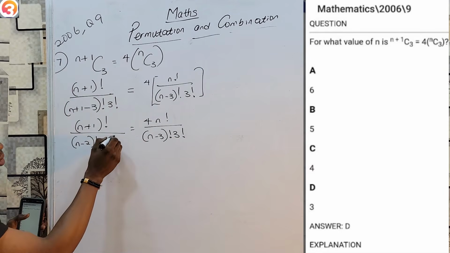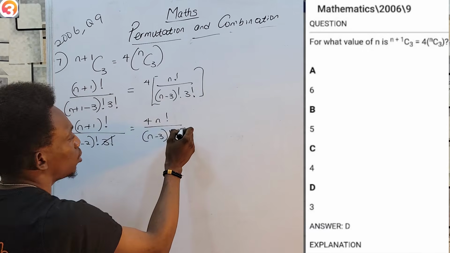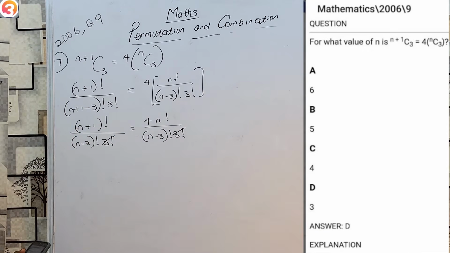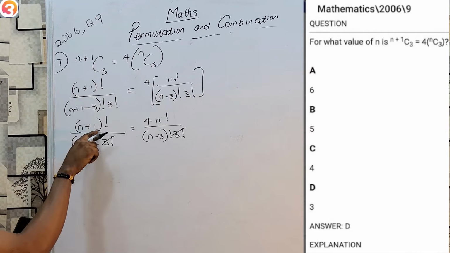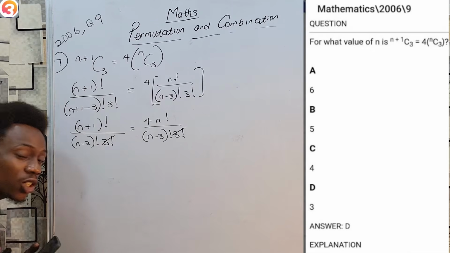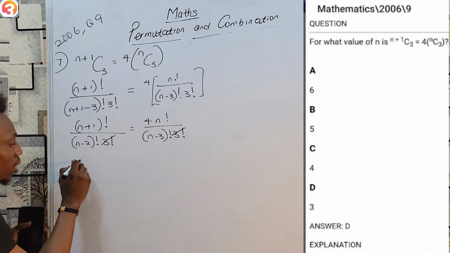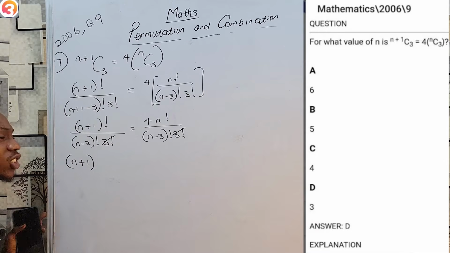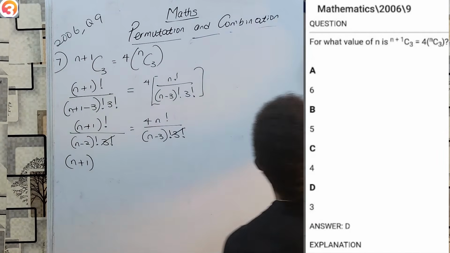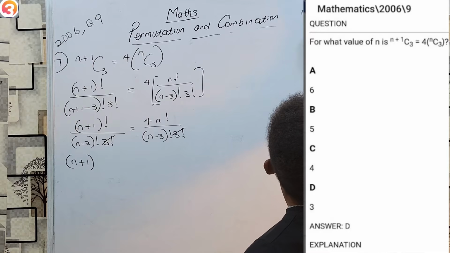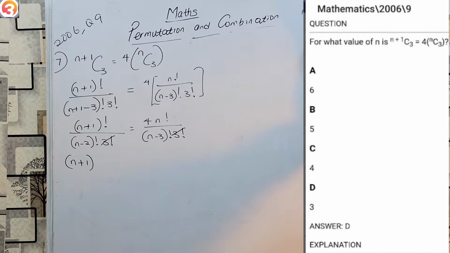Now, obviously, 3 factorial gets rid of 3 factorial. Then let's see, can we make any of that cancel out? Yes, we can. How do we do that? Look up here and tell yourself. Remember, in factorial, we're always subtracting by 1. So if my first element is n plus 1, if I subtract 1 from n plus 1, that is n plus 1 minus 1, which is n.